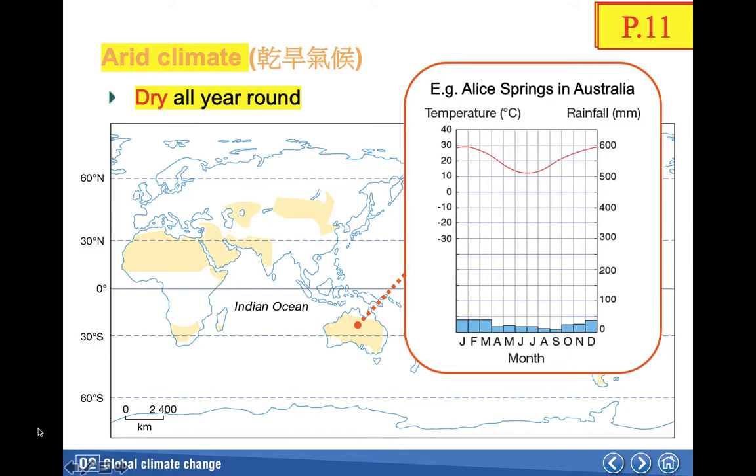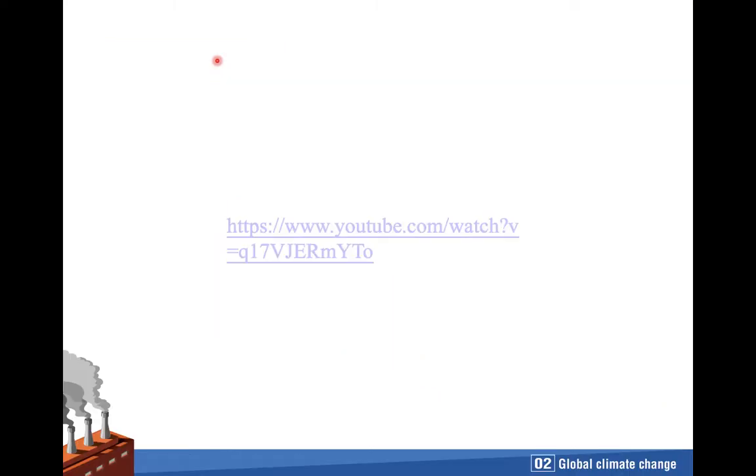And the example your book shows you is Alice Springs in Australia. That is 外麗思泉啦. No matter what season, they have dry air, a dry climate.